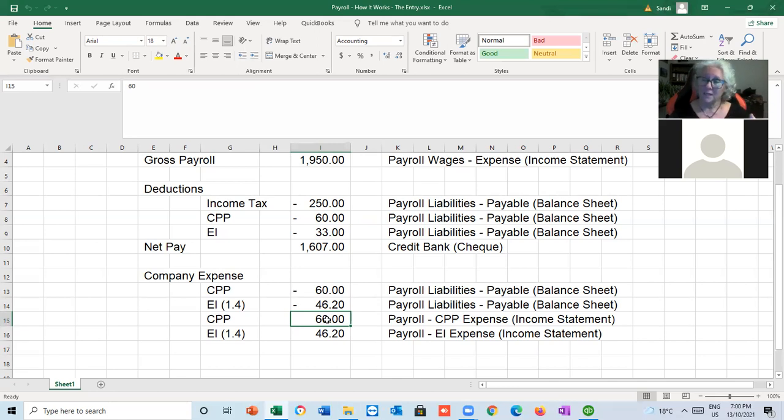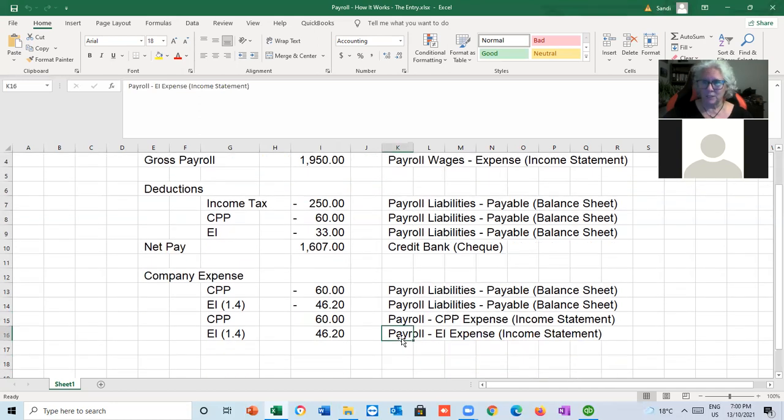But behind the scenes, we are crediting payroll liabilities, crediting them for income tax, CPP, and EI, then our portions of that. And then the offset is we are going to expense the CPP on the income statement and we're going to expense the EI in the income statement. And you might say, well, why do I need to know this? It's about troubleshooting to make sure things are accurate.